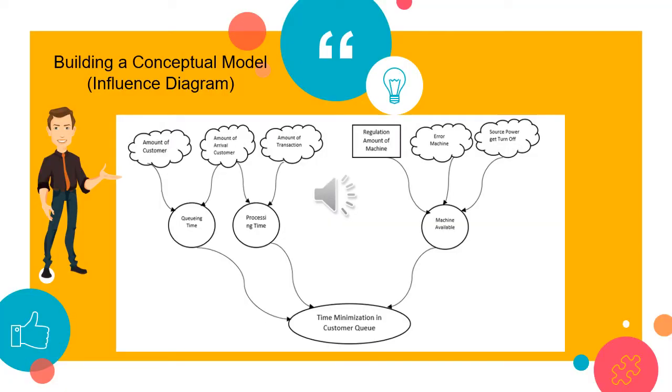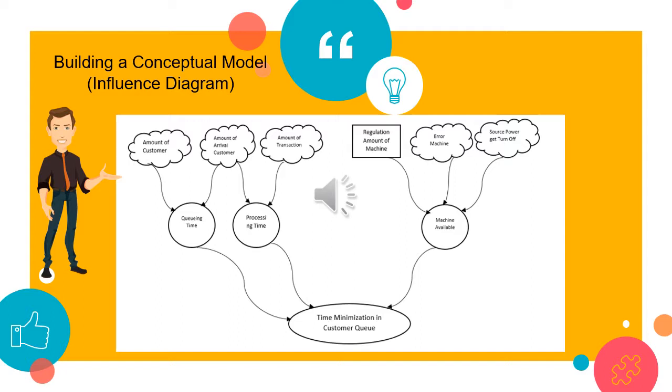And this is our influence diagram. There are 5 uncontrollable inputs. The first one is amount of customer arrival, amount of transaction, error machine, and source power which gets turned off. And there is one controllable input, which is the regulation amount of machine.